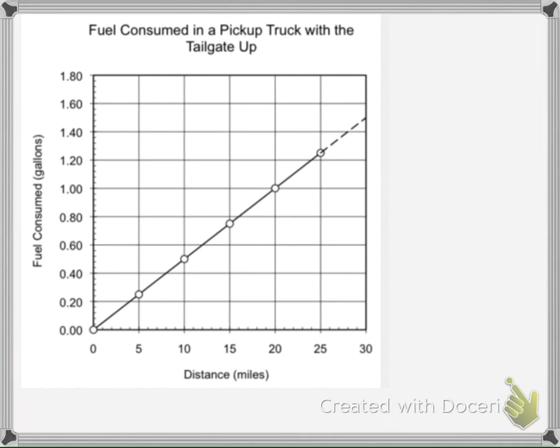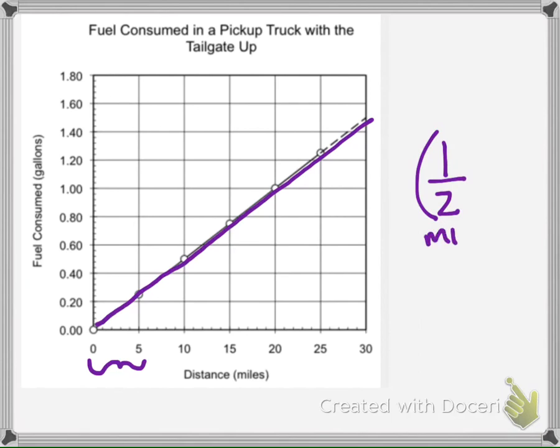Okay, if we take a look at this example, the fuel consumed in gallons and the distance that a pickup truck goes. So in this example right here, notice that the points are connected because we want to include what's in between 0 and 5 miles. So in other words, a truck can drive a half a mile. That's possible.